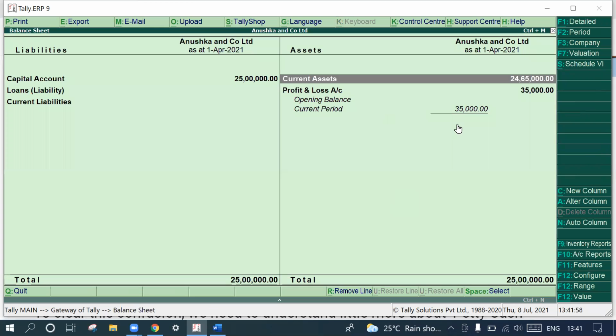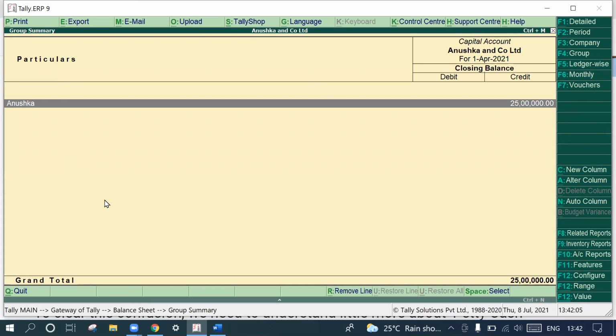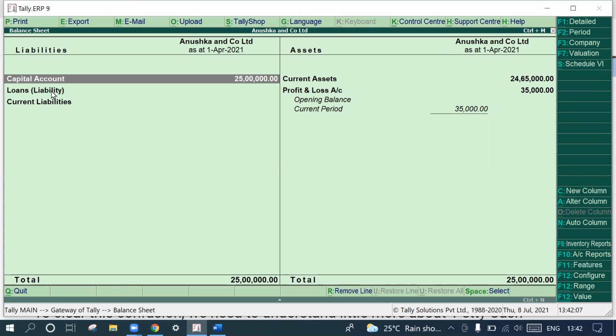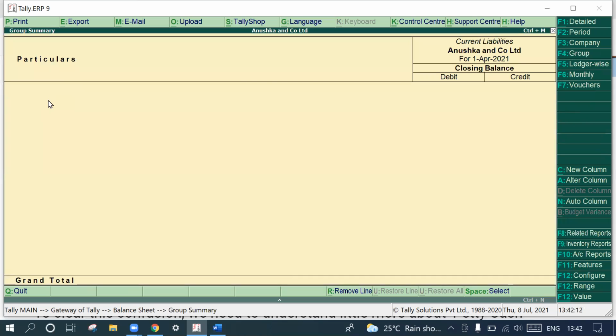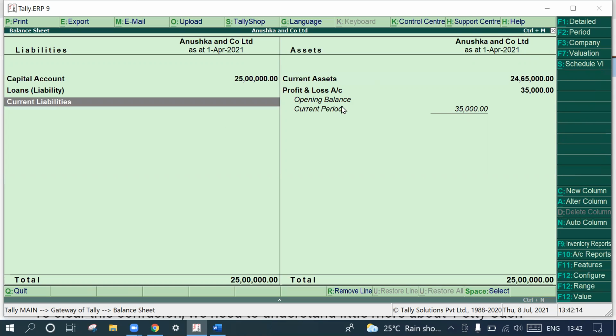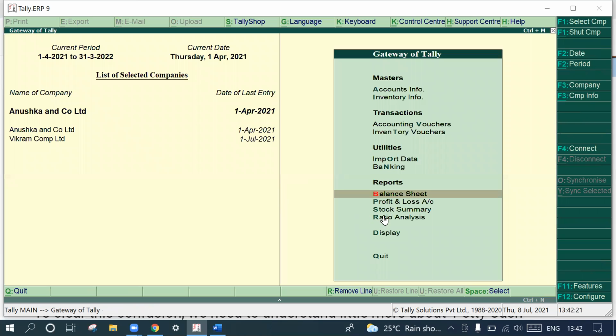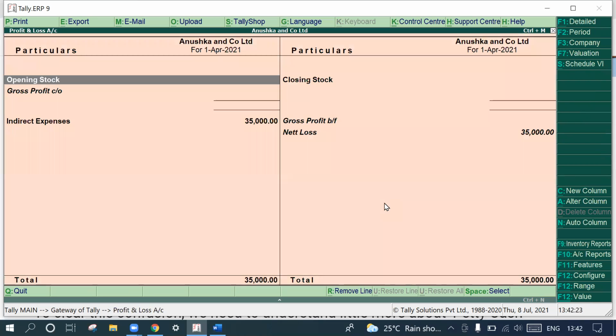Okay, back. If you want to see the capital account, simply click on this capital account. And if you want loans and liabilities, nil. You want to know the current liabilities, nil. So that you can see by clicking on this. So escape, sell sheet, capital account. See, this is not capital, it is actually profit and loss account.